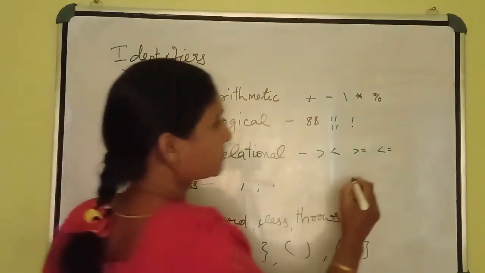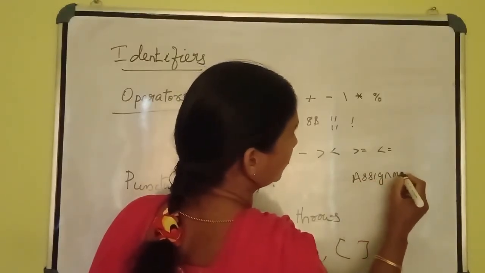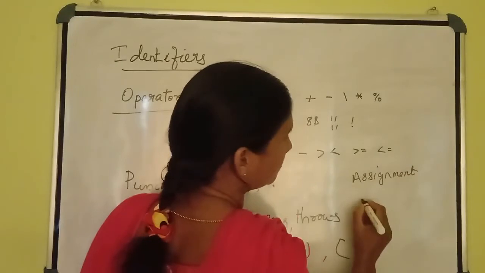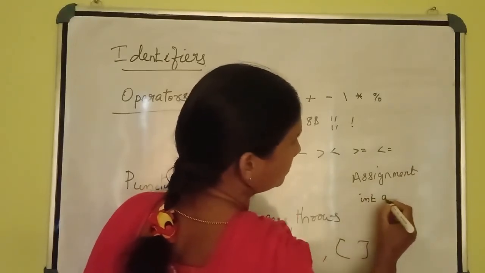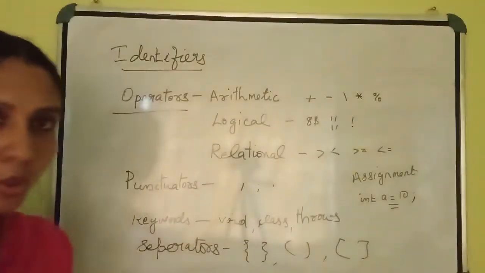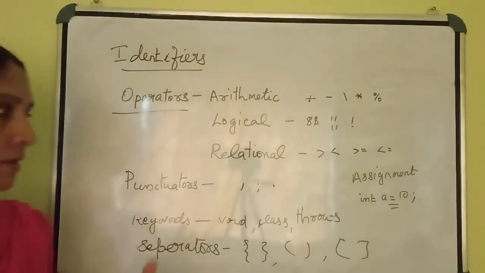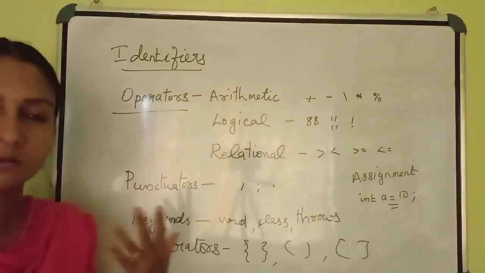And what's meant by assignment? Assignment operator means to assign something, we are using this. That means int a is equal to 10. This is called the assignment operator, okay, to assign one value to another value. Okay, these are the different types of tokens.